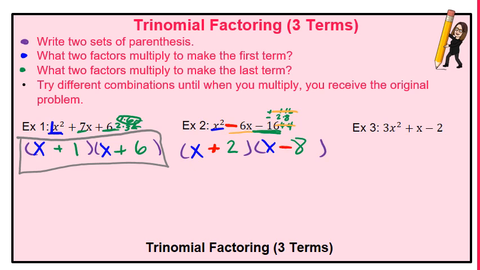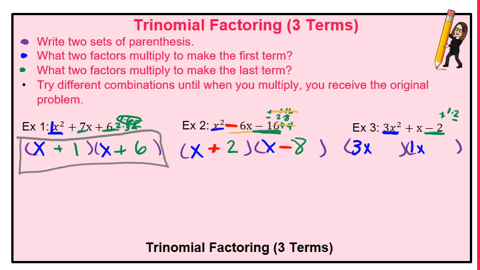Let's take a look at one more. First, draw your two sets of parentheses. Second, what factors multiply to get your first term? Uh-oh, we've still got the x's, but now we've got a 3 and a 1. So what two factors make up the last term? Well, positive and negative and a 1 and a 2. Those are my only options, okay?